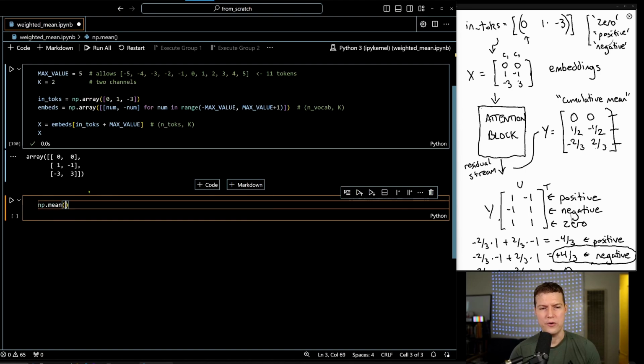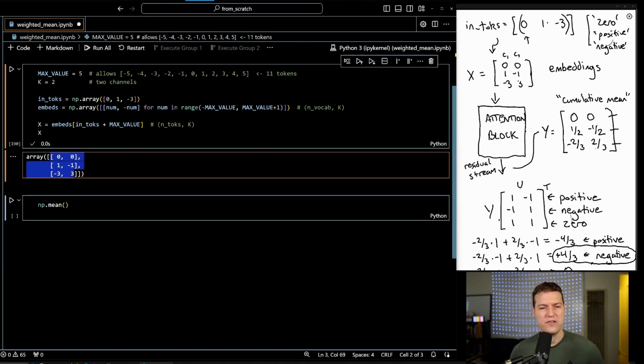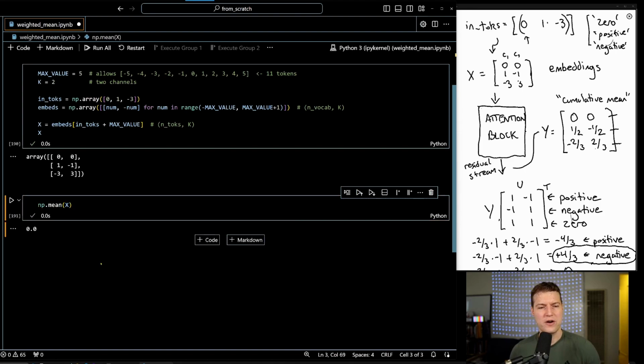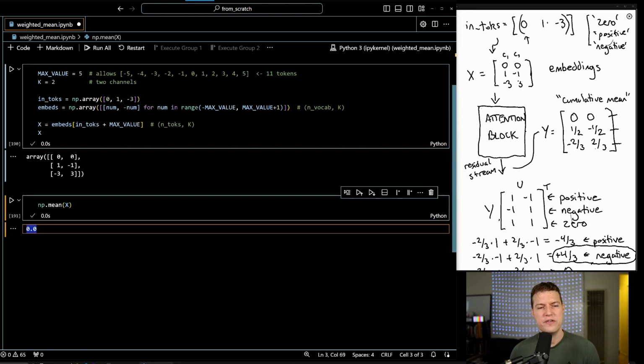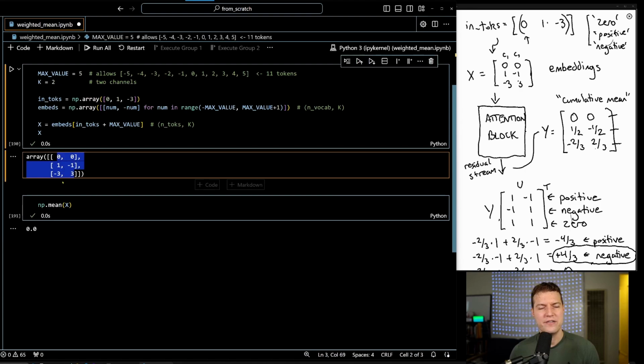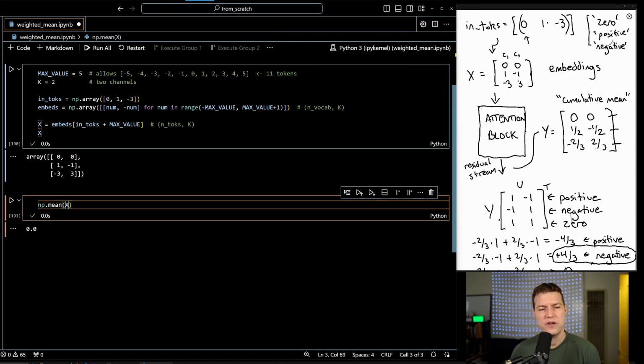All right, so now let's take the x. One thing I could do is just take the mean. When I say mean, I have to be very careful about how I do it, because there are many different ways we could take the mean. If I just take the mean of x, I wonder what that will return. Well, it returns 0, because it basically flattens the array and takes the mean of them all. You can see that these all sum to 0, so the mean of all of them is 0. That's not what we want. We want to take the per channel mean.